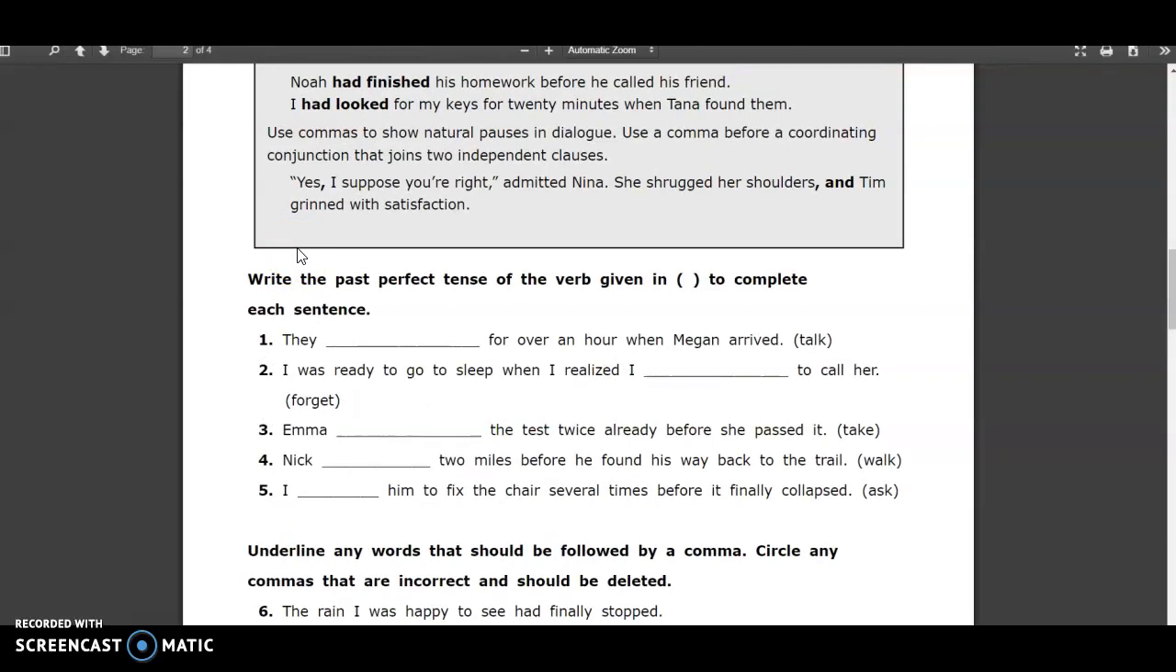Okay? So it says, write the past perfect tense of the verb that's in parentheses to complete each sentence. So, talked, you would first make it an ed, talked. They had talked, so make sure you have the had. They had talked for over an hour when Megan arrived. All right? So you should have a had in front of each one of these, and whatever the past form of this verb is. Okay? All right. So that's what you're working on.